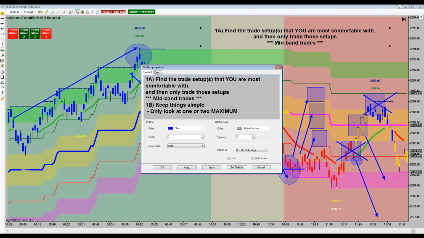You need to narrow down your scope. You need to find one or two instruments you really like. It doesn't matter what they are. It can be ES and crude. It can be crude and gold, whatever. It could be the Russell and gold. It could be any combination. It could be 6E. It could be anything.